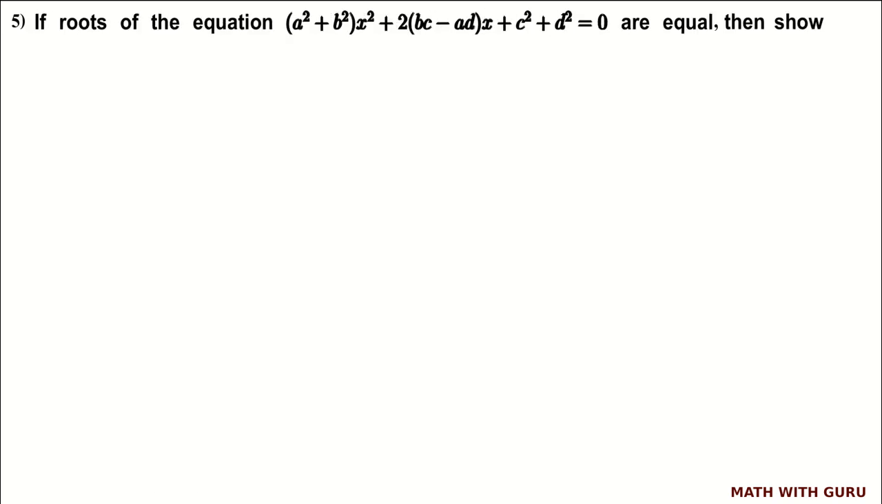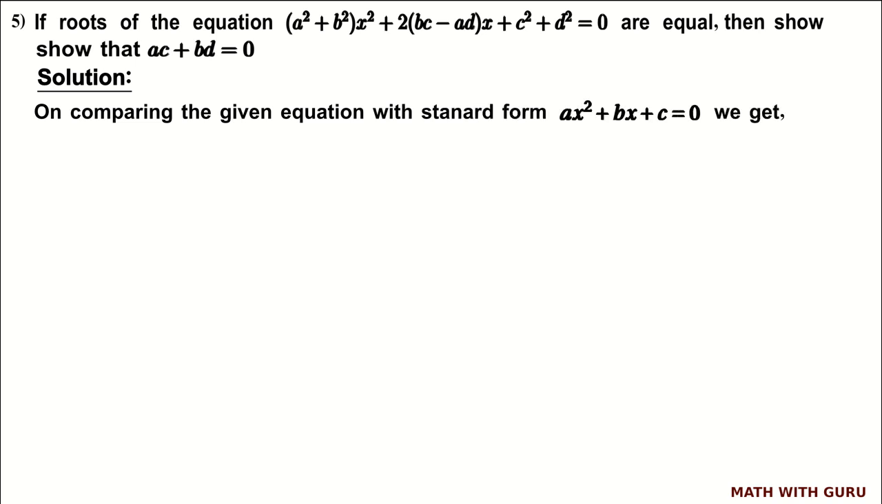Next question. If roots of the equation (a squared plus b squared) whole multiplied by x squared plus 2 into (bc minus ad) whole multiplied by x plus c squared plus d squared equals 0 are equal, then show that ac plus bd equals 0.